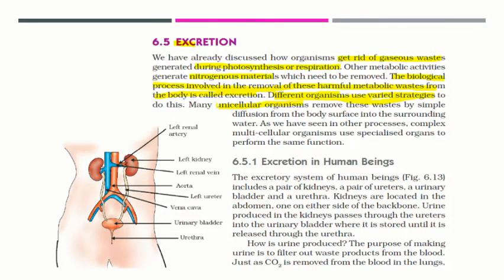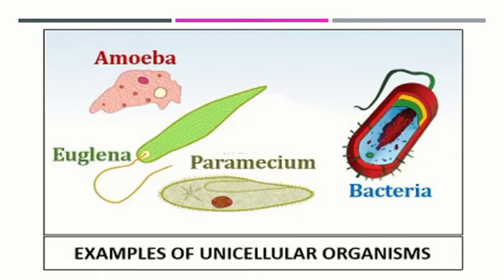Now come to the major important line, that is, many unicellular organisms remove the waste by simple diffusion. Then what is simple diffusion? Now see, these are unicellular organisms. This is amoeba, this is euglena, this is paramecium, and bacteria. All of these are unicellular. Now these unicellular organisms are made up of only one cell, so they don't have a complex structure.